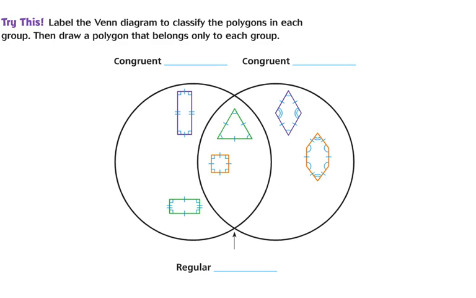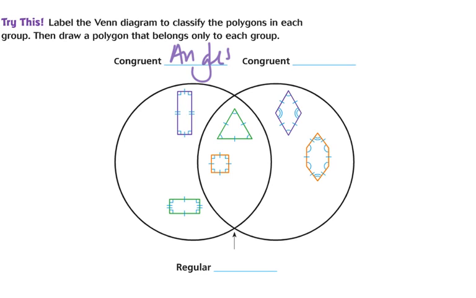It says, label the Venn diagram to classify the polygons in each group. Then draw a polygon that belongs only to each group. So if we look over here in this part of the Venn diagram, we see that there are right angles, all of them. So we know that this side is describing congruent angles.